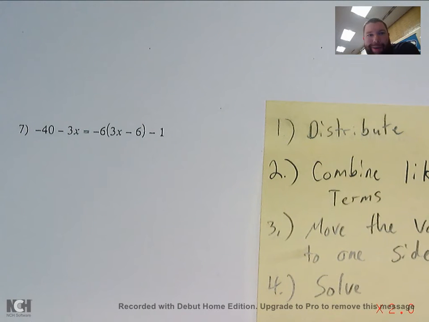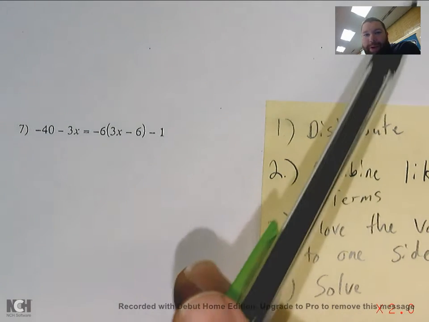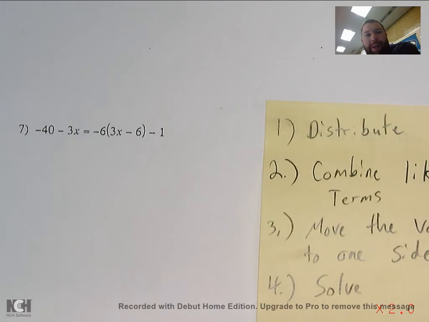Welcome back. We're going to continue on with our review here. So this time we're going to be focusing on problems 7 through 10. I'm going to skip a couple problems here, but again, we're going to be following these same 4 steps. Distribute, combine like terms, move the variable to one side, and solve.